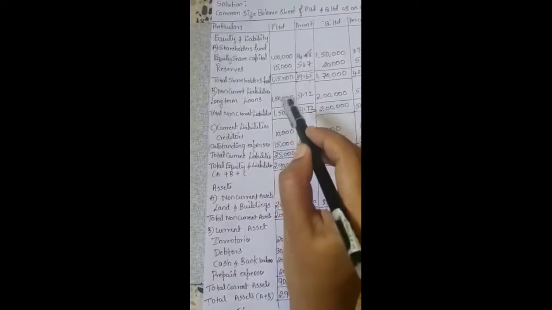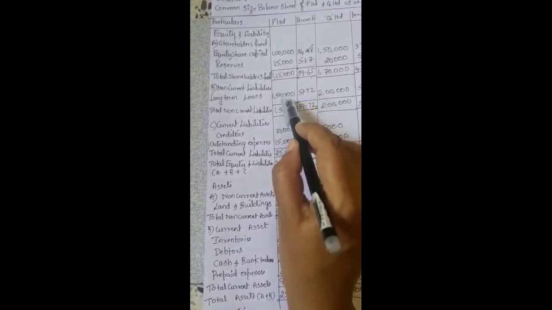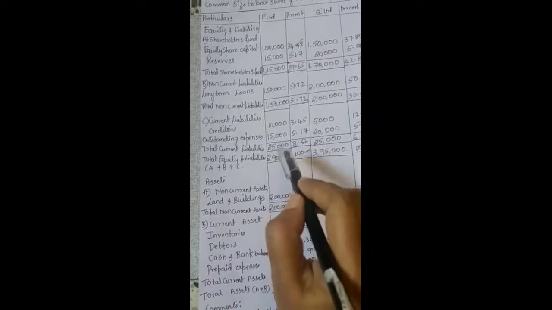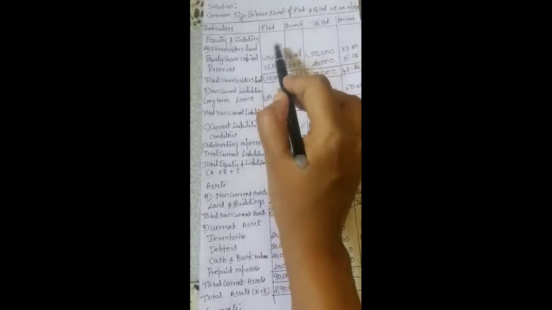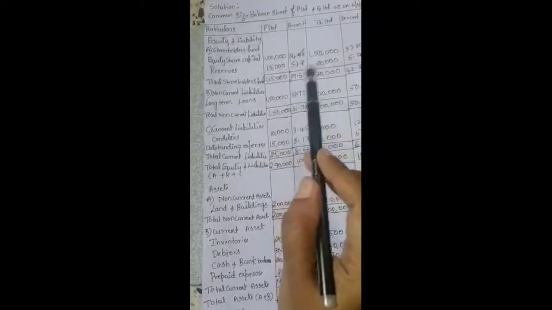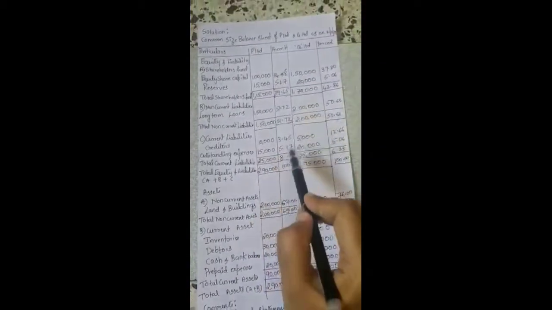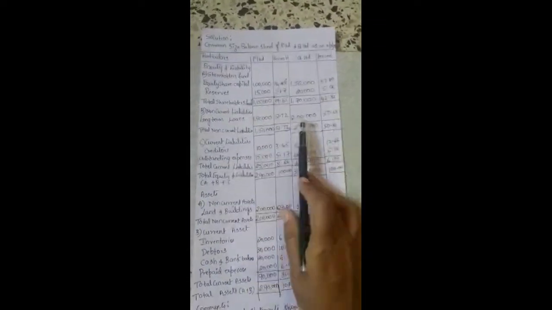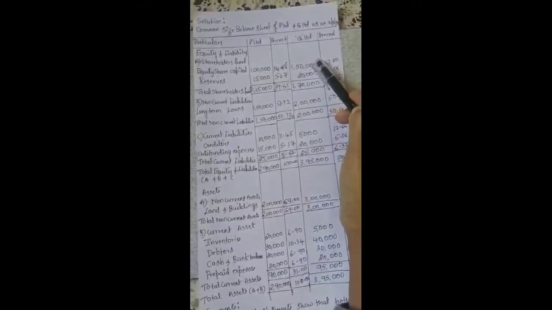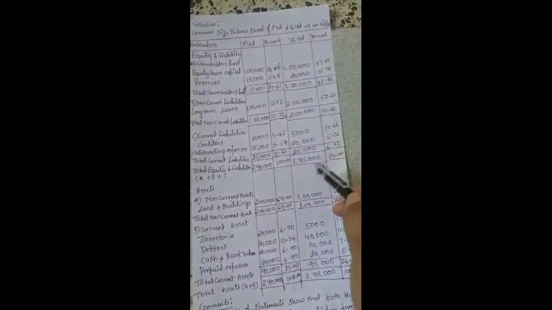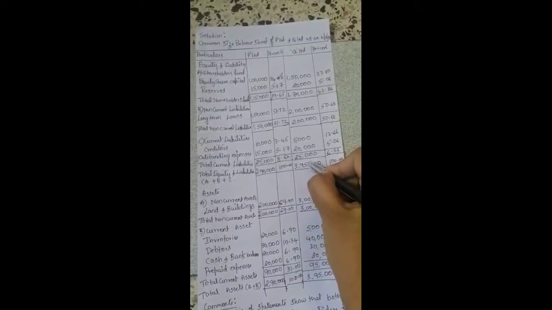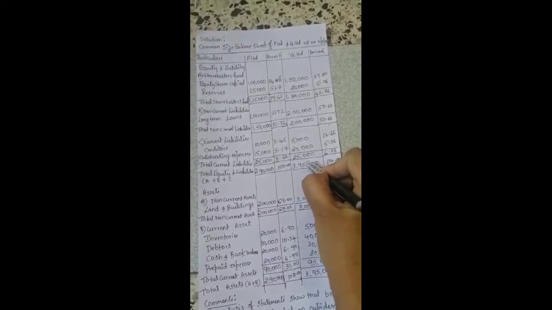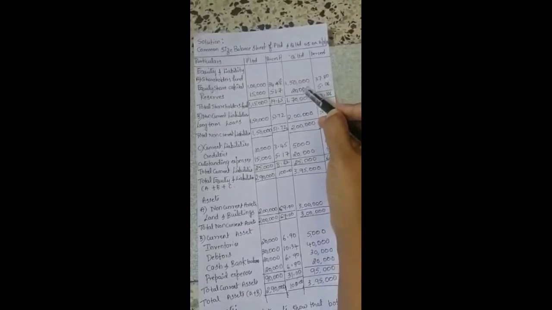That is nothing but divide every item amount by total liability amount of that particular company and multiply it by 100, you will get the percentage. In the same way, do it for Q Limited. Q Limited equity share capital is 1,50,000 divided by that particular company's total liability, that is 3,95,000 into 100, you will get 37.8%.